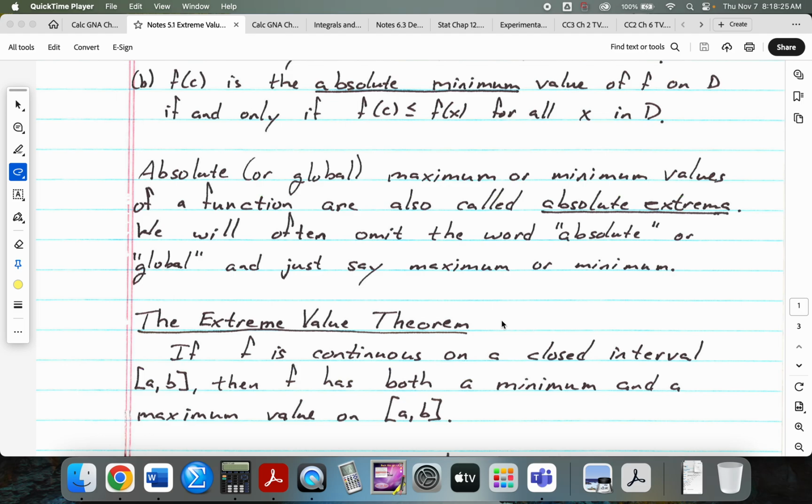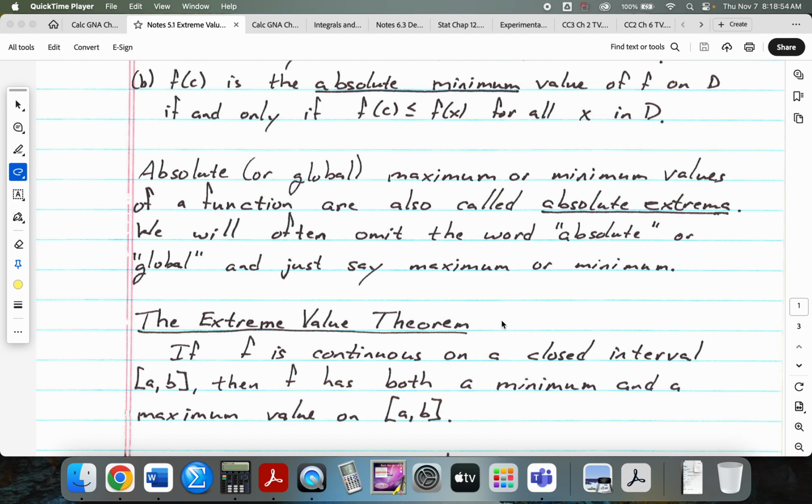So the extreme value theorem, we talked about this briefly the other day. I said we're going to get to this. Here we go. If f is continuous on a closed interval from a to b, then f has both a minimum and a maximum value on that interval from a to b. So when we have continuous functions, you're going to have a maximum and you're going to have a minimum.